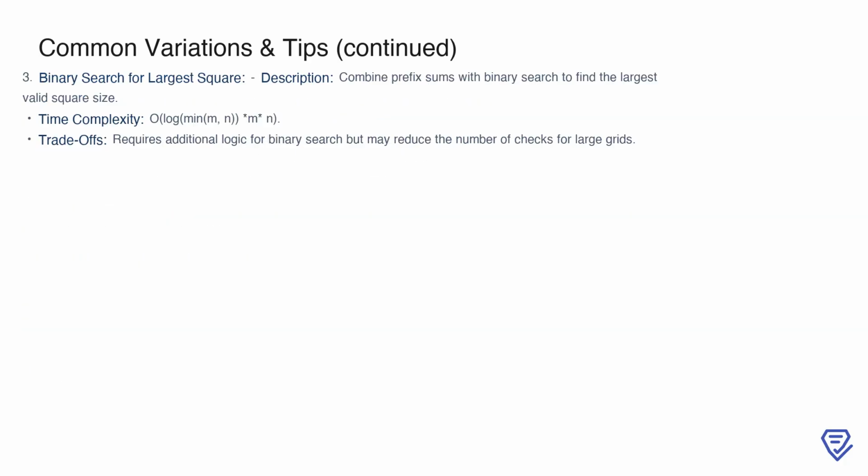Another advanced technique for solving this problem is using binary search to find the largest valid square size. This approach combines the efficiency of prefix sums with a binary search strategy, where you test square sizes in a structured way to narrow down the largest possible size. The time complexity for this method is log(min(m, n)) * m * n, which can further reduce the number of checks required for large grids. The trade-off here is that binary search introduces additional logical complexity, as you need to manage the search space and ensure that your validation checks align with the size being tested. However, for large grids, this approach can be highly effective and showcases strong algorithmic thinking.